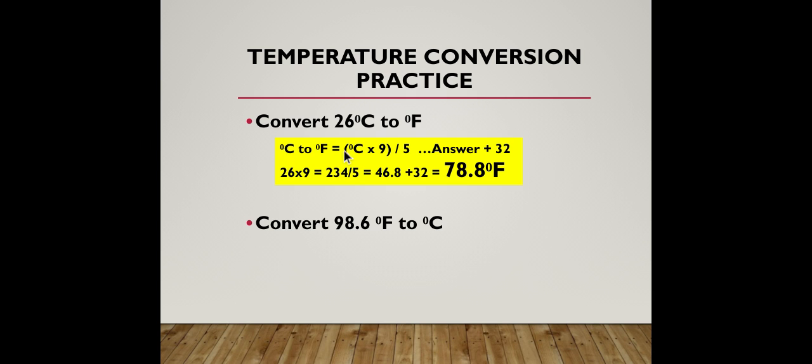So what we do is we take Celsius to Fahrenheit. We are going to take our 26 degrees, multiply it by 9, divide that by 5, get an answer, and add 32. 26 times 9 is 234. Divide that by 5, you get 46.8, add 32, and it's about 80 degrees, 78.8.